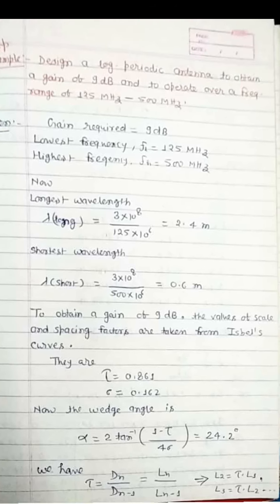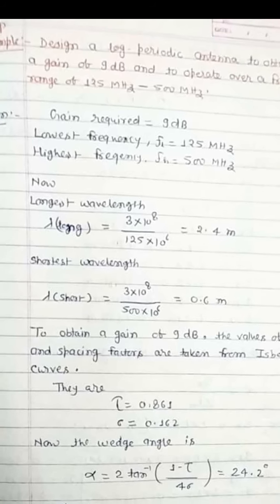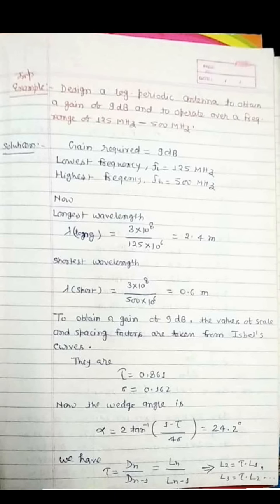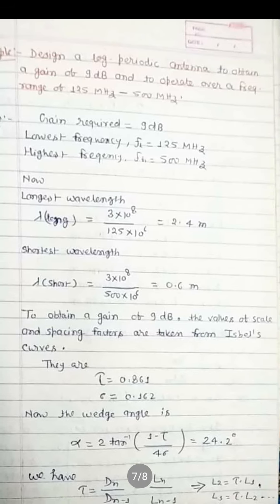Now to obtain a gain of 9 dB, the values of the scale factor and the spacing factor can be taken using Isbell's curve. So if we find the values of tau and sigma for a gain of 9 dB, the value of tau will be 0.861 and sigma will be 0.162. Now the phase angle you may calculate using alpha equal to 2 tan inverse 1 minus tau by 4 sigma, that is 24.2 degree.